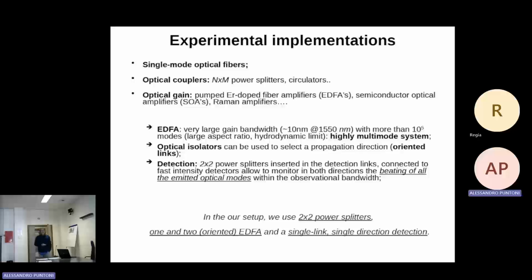Experimental implementations are, in this sense, quite simple. Why? Because we are just building a network. The links of the network can be made using optical fibers. So you have a lot of flexibility in the configuration, because you can join different fibers using optical couplers, which are in principle even N by M ports, so you may connect links in many different ways.